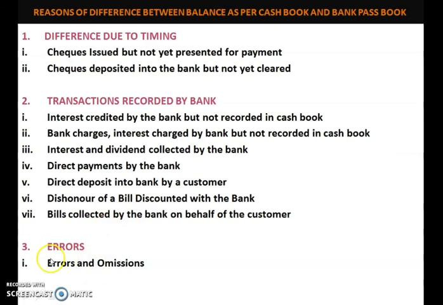Next is error or omission. If any transaction is omitted or forgotten to be recorded, then in that case also the cash book and passbook will show a difference, and you have to rectify that by preparing a statement which is known as a bank reconciliation statement.